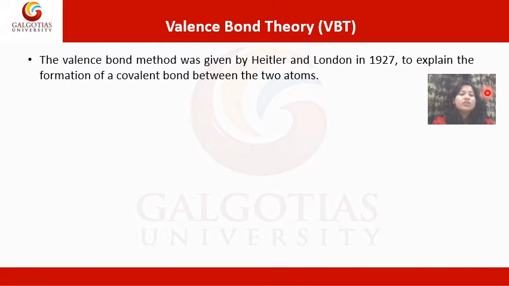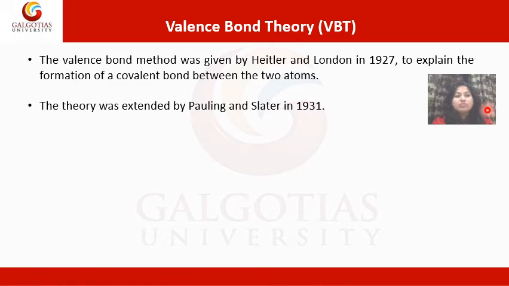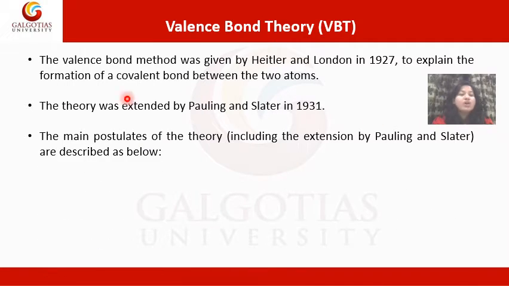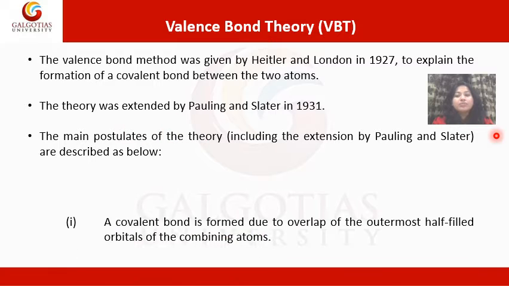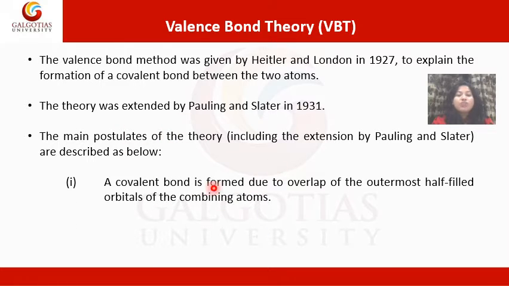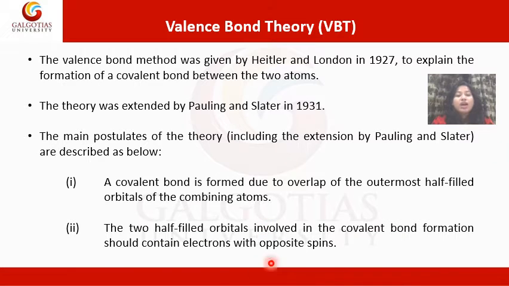The valence bond theory was given by Heitler and London in 1927 to explain the formation of the covalent bond between the two atoms. The theory was extended further by Pauling and Slater in 1931. The main postulates of the theory are: a covalent bond is formed due to the overlapping of outermost half-filled orbitals of the combining atoms. The two half-filled orbitals involved in the bond formation should contain electrons with opposite spins.